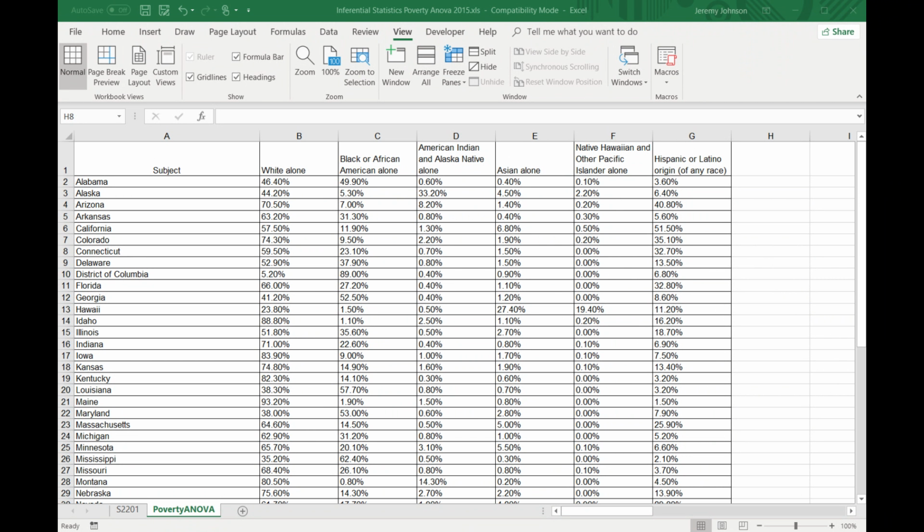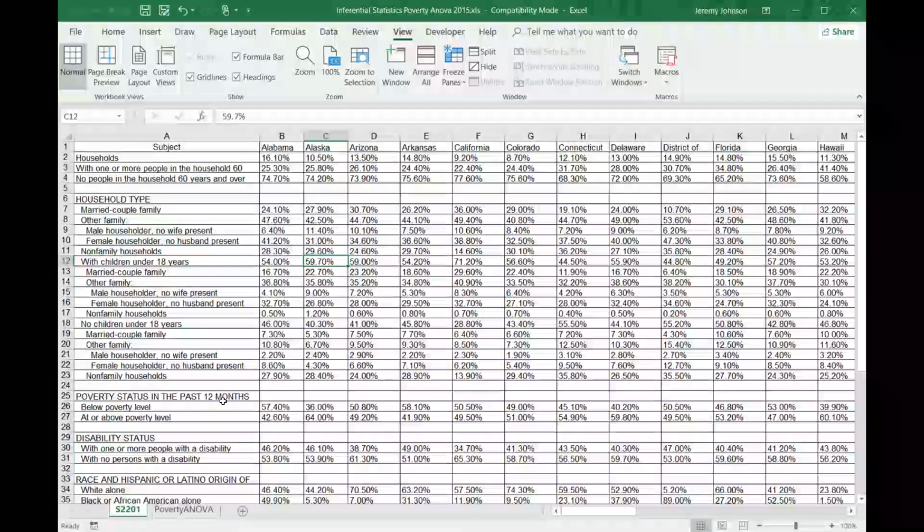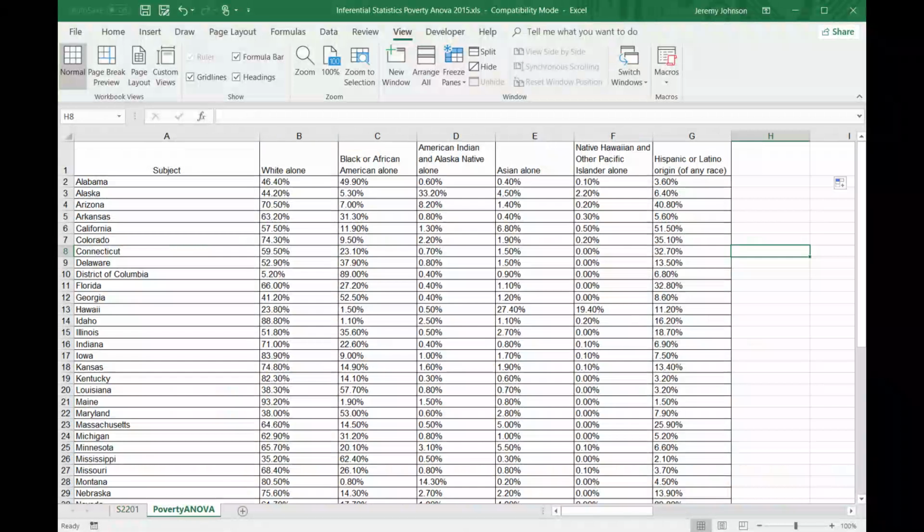Now, the data set that we're looking at here, and we'll have it posted for you at the Moodle site, just go ahead and select that spreadsheet. This is poverty statistics within certain racial breakdowns, and the raw data is on table S2201. You could go back and look at this, re-download it if you wanted to. It is for 2015. I've done a good portion of the cleanup and get ready for the statistics.